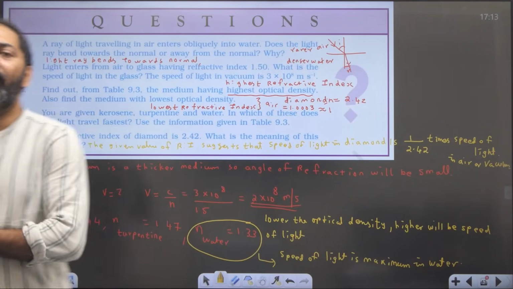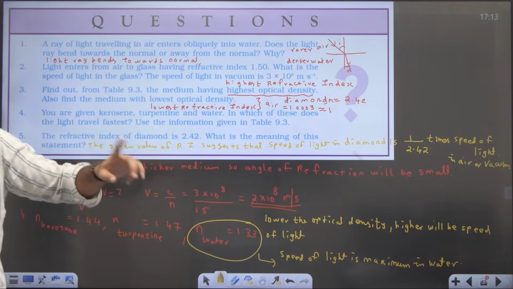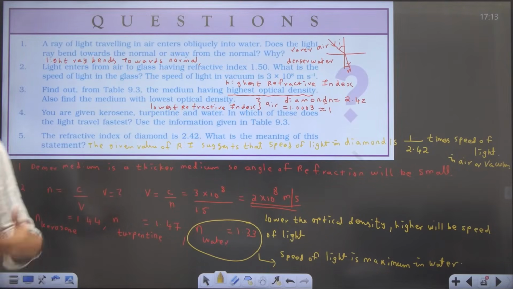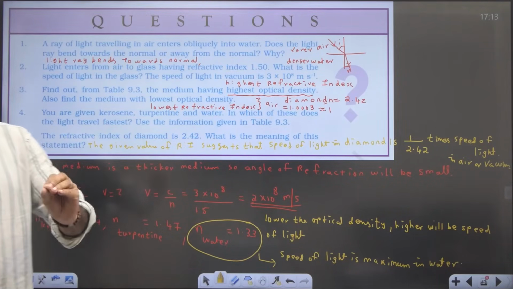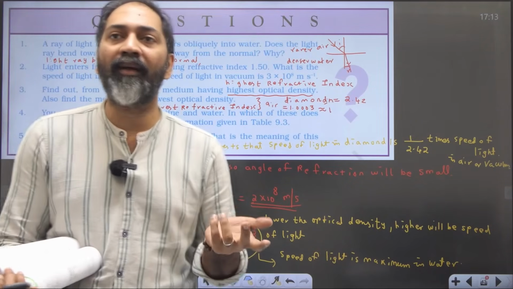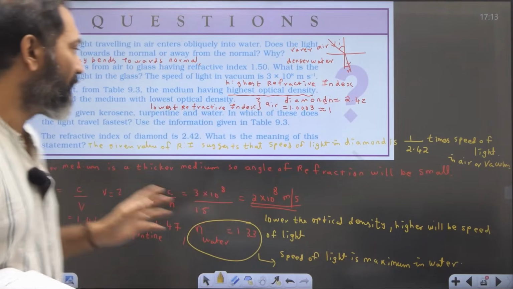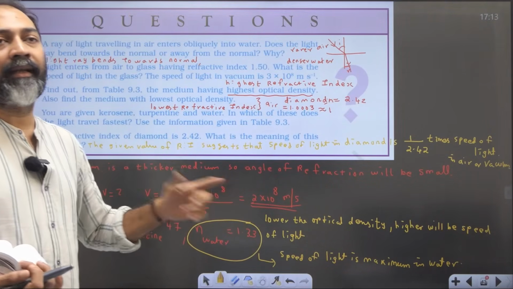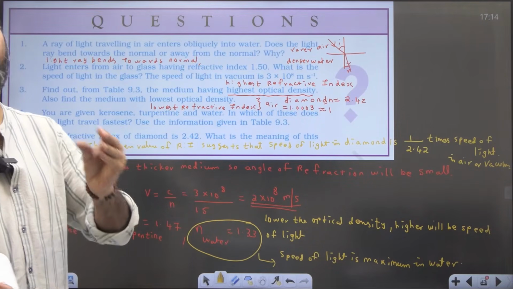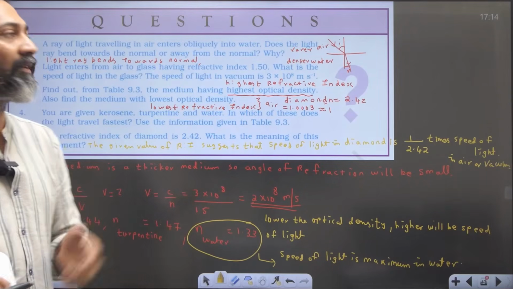The light travels most slowly in diamond because diamond is having high optical density, high refractive index. So the more the refractive index, lesser will be the speed of light. Diamond is having maximum refractive index means what? Speed of light will have minimum speed in diamond. I hope it is clear. Again, I am telling you, the diamond is having maximum refractive index means the speed of light will be minimum in diamond. So, refractive index and speed of light are inversely proportional.